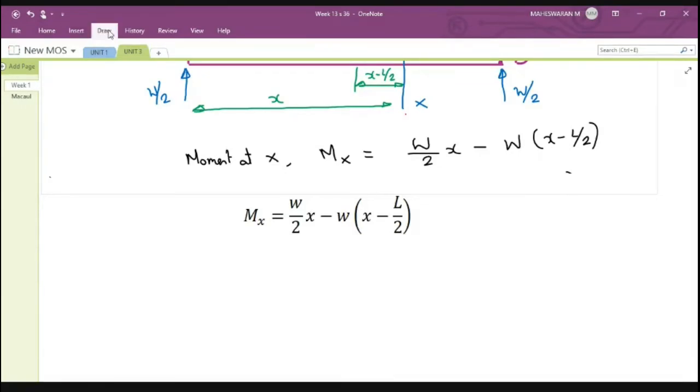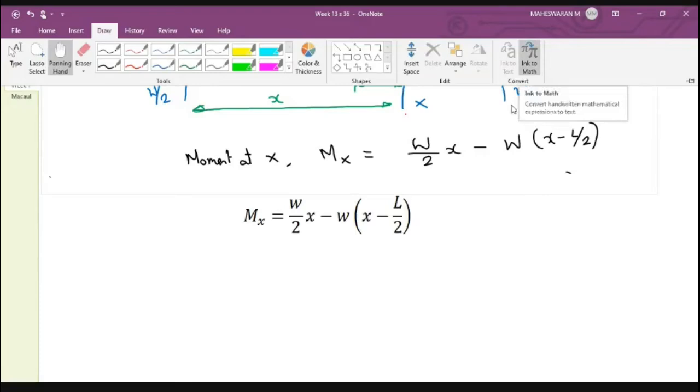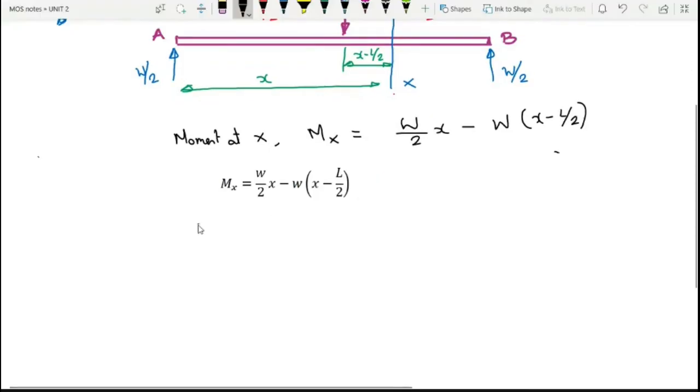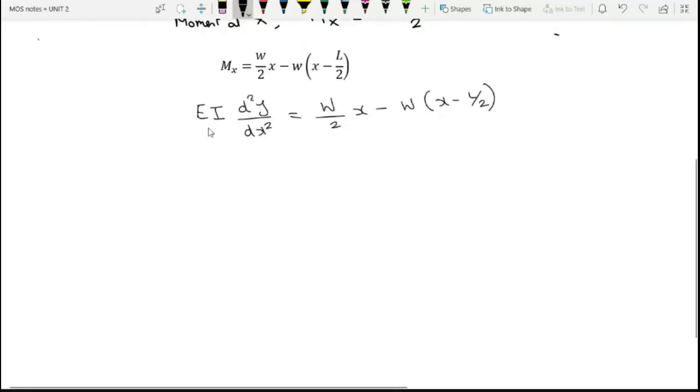Yes, we can proceed. Now I am going to write this equation. So what is my equation? EI d square y by dx square, that is my M x, is equal to W by 2 x minus W into x minus L by 2. Since I need to solve this, I have to integrate it once first. When I integrate, d square y by dx square will become dy by dx, which is your slope. So let me do that.